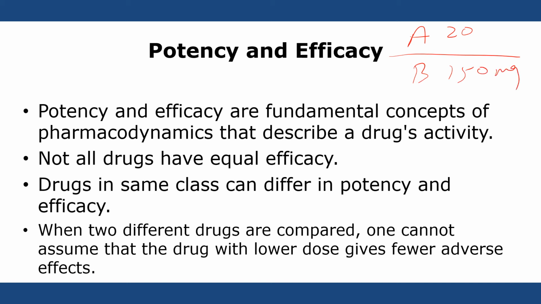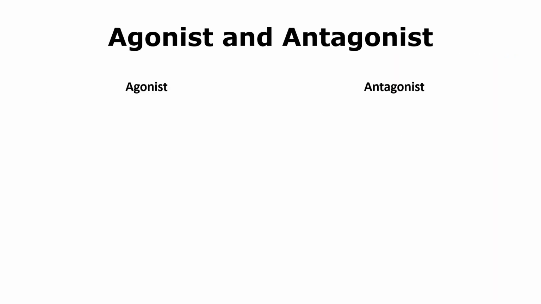Because these are two different drugs, you cannot say that 20 milligrams of drug A will give you fewer side effects and 150 milligrams of the other drug will give you more because the number is high. These are not mathematical numbers. In other words, 150 is not greater than 20 because we're talking about two different drugs. These are apples and oranges. But we still like to compare, though. We need to know which drug is more potent.